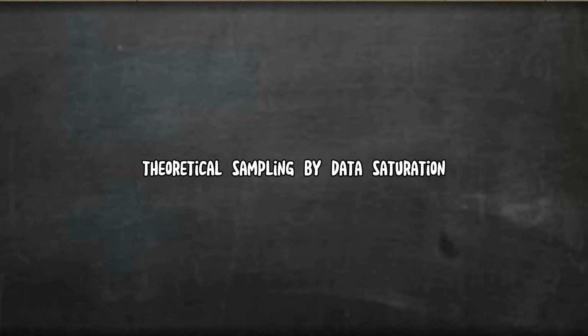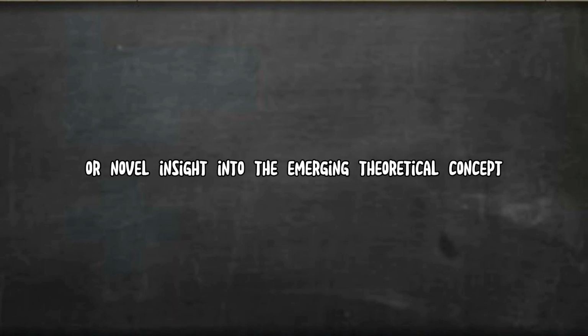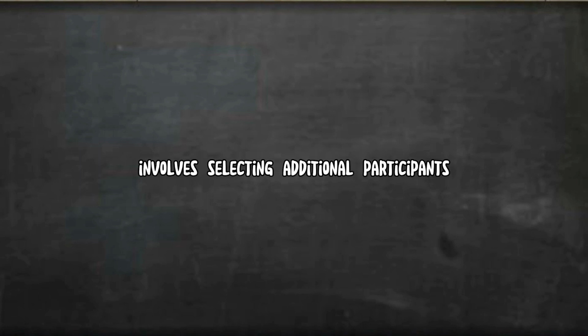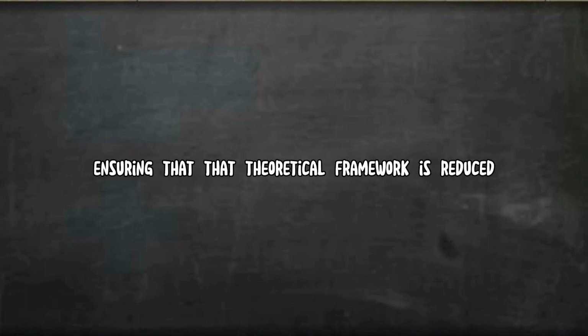Theoretical sampling by data saturation. Data saturation occurs when new data no longer provide significant or novel insight into the emerging theoretical concept. Theoretical sampling by data saturation involves selecting additional participants or cases until the point of saturation is reached, ensuring that the theoretical framework is robust and well supported.